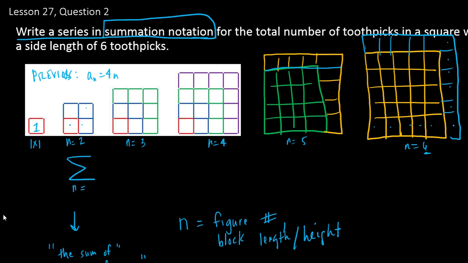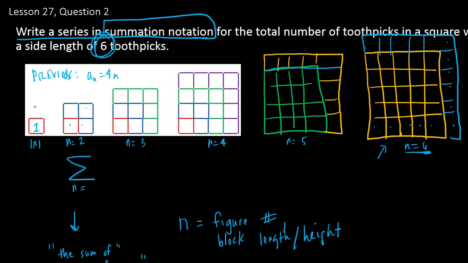So they're telling me to take this number for a square with a side length of 6 toothpicks. So if it has 6 toothpicks, that means that n equals 6, okay? Now, I'm writing this summation notation for the total number of toothpicks in a square with a side length of 6. And the way I figure that out is I add together how many toothpicks were added each time to get that figure, okay? So rather than the way this series is built, I'm not going to figure out the number of toothpicks in this 6 by 6 square by simply starting at figure 6 and counting them all.